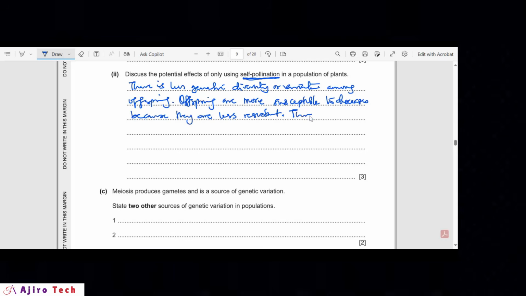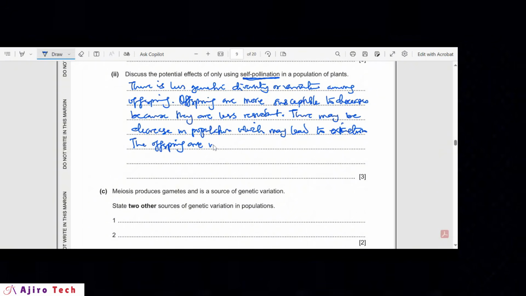Also, there may be a decrease in population, which may lead to extinction. Right? Of course, we can say that the offspring are weaker and less adapted to the environment.